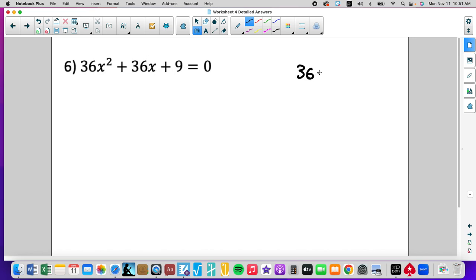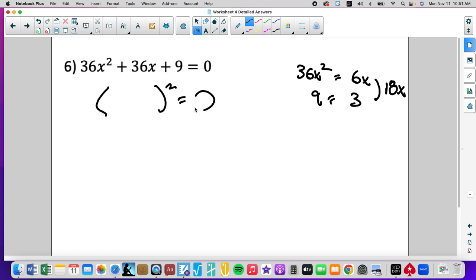So 36x squared, the square root of that is going to be 6x. 9 is going to be 3. If I multiply these and double, that's 18x double. Does that equal 36? Yeah. So this is a binomial square. So I take the square root of this first term, I take the square root of this, and then I bring down this sign. Okay, so remember, this is just like this.